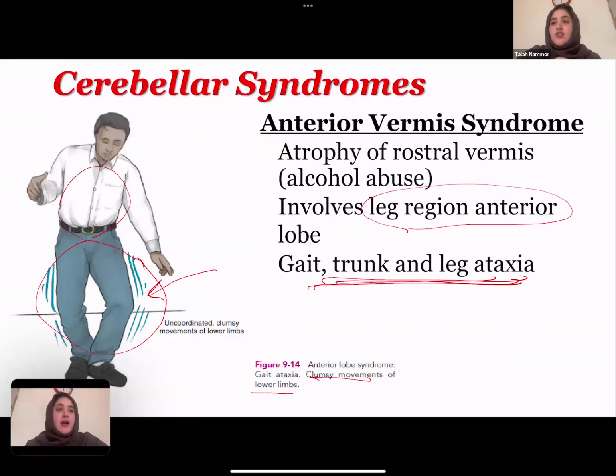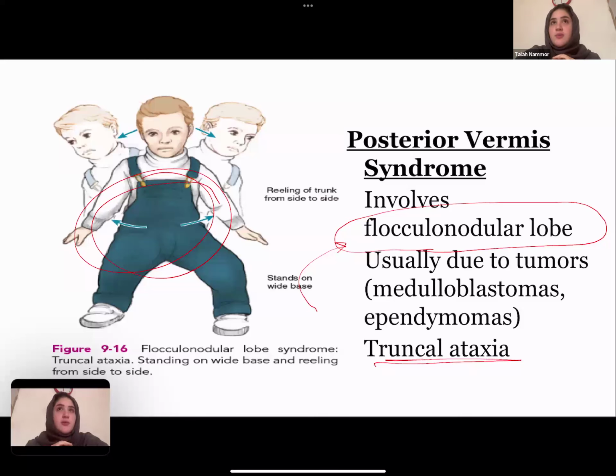For the cerebellum, I just did not include one slide which talked about dysdiadochokinesia and how there are agonist and antagonist muscles. You guys can go over it.